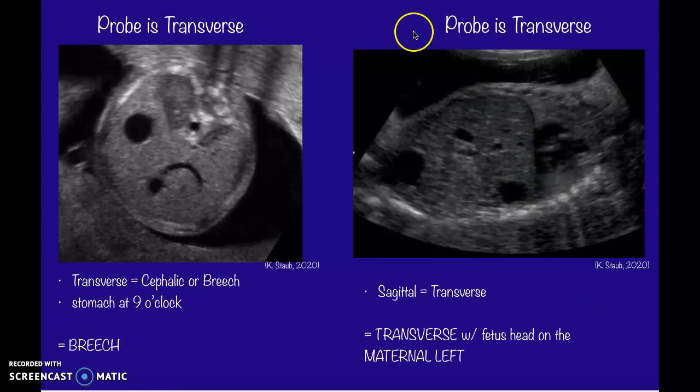So this one, the probe is transverse. We know the image is sagittal. So we know baby is transverse. Now to know where the baby's head is, we know that this is mom's right, we know that this is mom's left, and anterior and posterior. So we know that the fetus's head is on the maternal left.